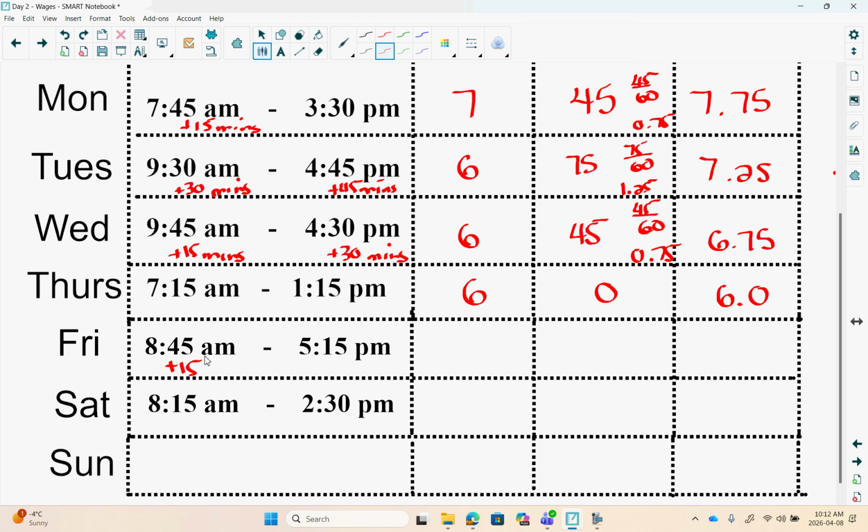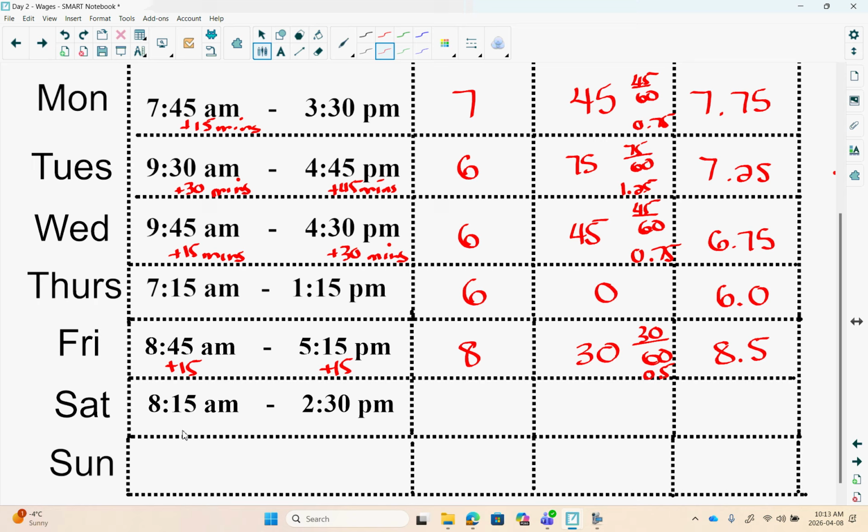If I add 15 here, that's going to bring me to 9. 9 to 12 is 3. 12 to 5 is 5. 3 and 5 would be 8. But that's only going to 5. I'd have to add 15 and 15. That's 30 minutes. What's 30 over 60? It's half an hour. It's 8.5 hours.